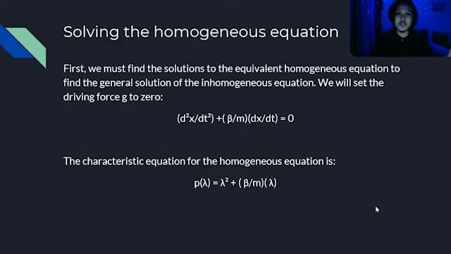Next, we're going to solve the homogeneous equation. In order to find the general solution of the inhomogeneous equation, first we must find the solution to the equivalent homogeneous equation. In other words, we set the driving force G to 0. So here we have the second derivative of x plus beta over m times dx over dt equals 0. The characteristic equation for the homogeneous equation is p of lambda equals lambda squared plus beta over m times lambda.